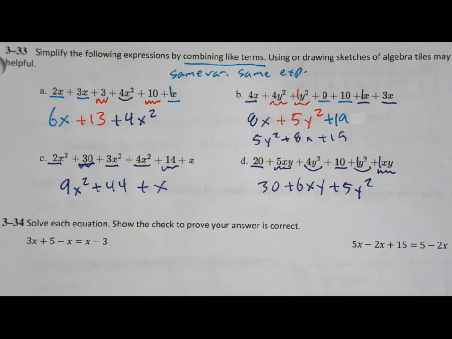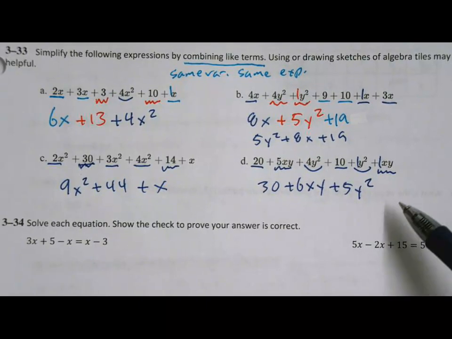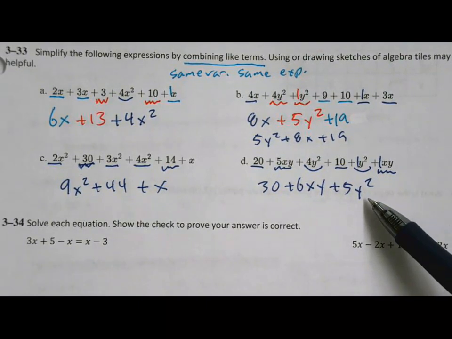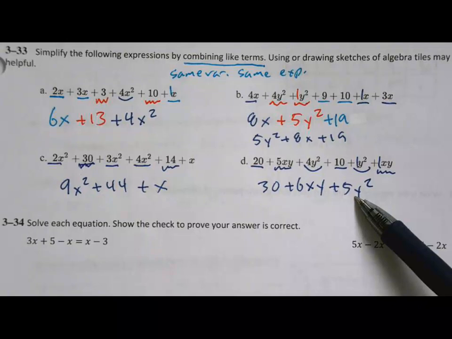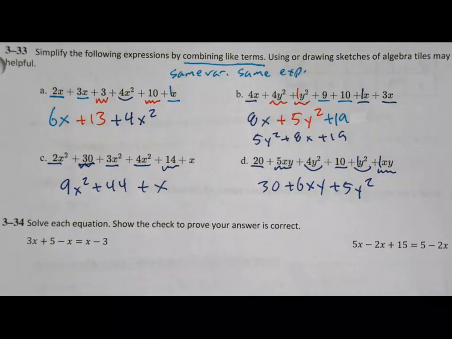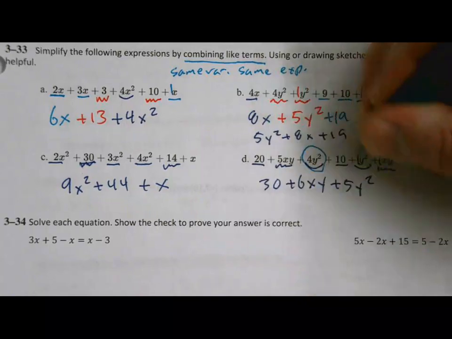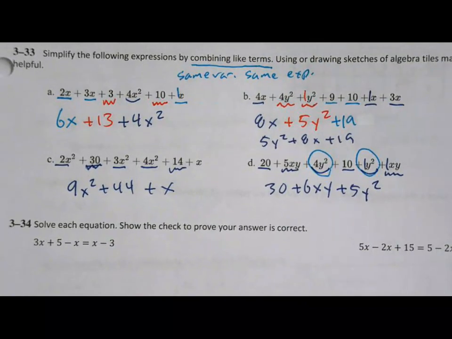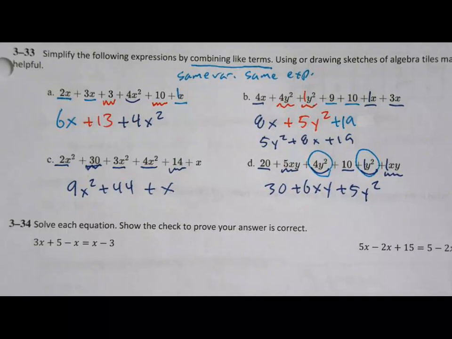Anyone have any questions on those? Yes. Why is it 5y squared? Right here. Yeah. Good question. Thank you. So we're looking at this term and this term, right? When we add things together, the only thing that changes is the coefficient. So we do 4 plus 1, but the y squared doesn't change.